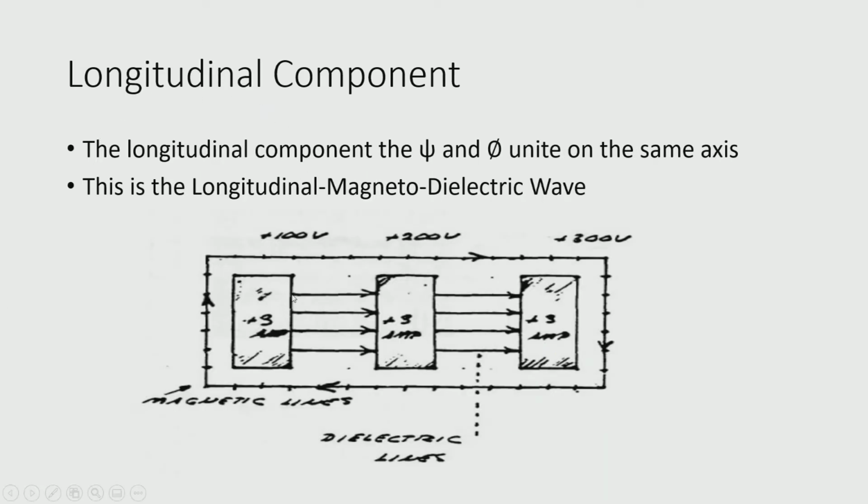Now, each one of these little squares right here is going to represent the space in between the winding. And you can see that the dielectric field, which is represented by these lines in the middle, and the magnetic field are on the same axis and actually unite. So right there, it has some pretty crazy implications.